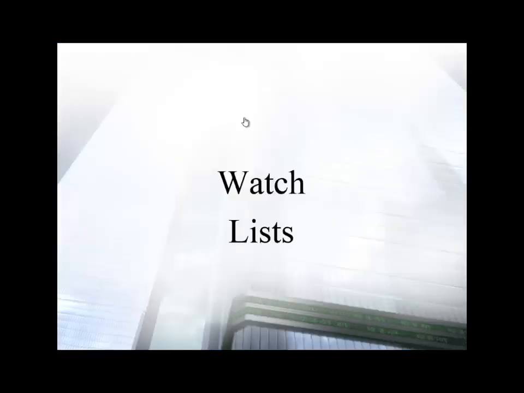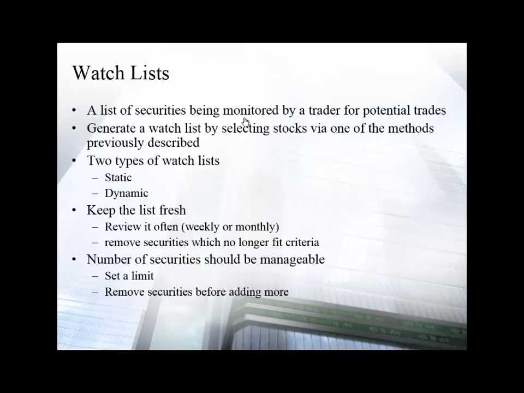So we've done all of our analysis. We found all these wonderful stocks going to make us millions of dollars. So what do we do with it? You're going to build a watch list. Well, what is a watch list? It's basically a list of securities that the trader is monitoring for potential trades in the future. You can generate the watch list through all these different analysis avenues that we've talked about.